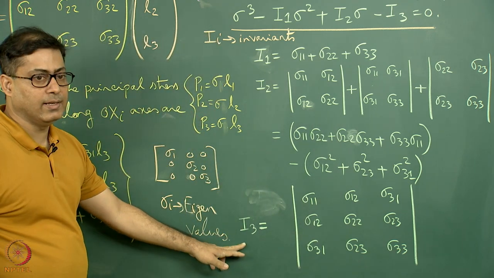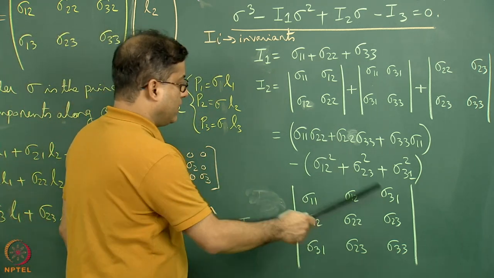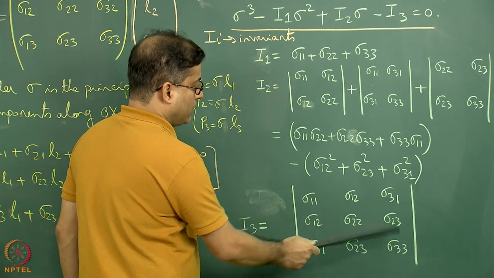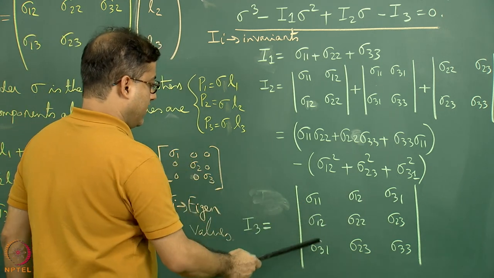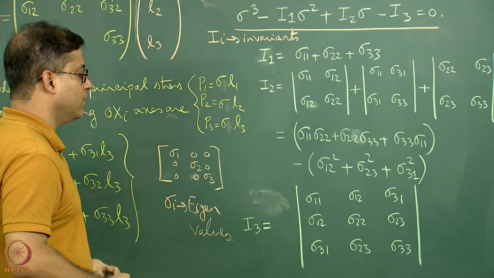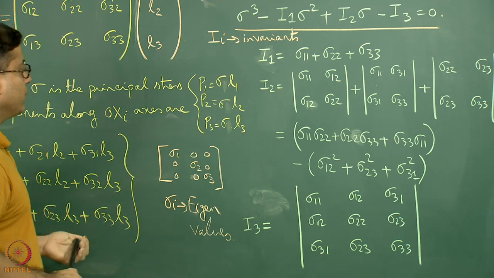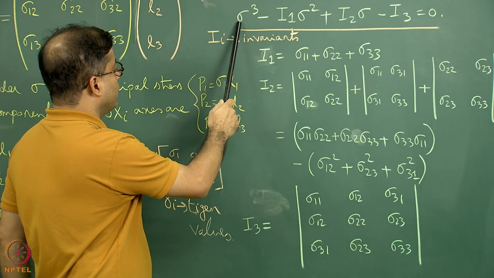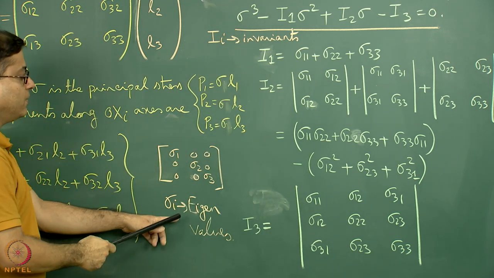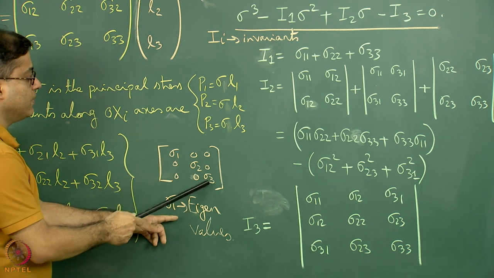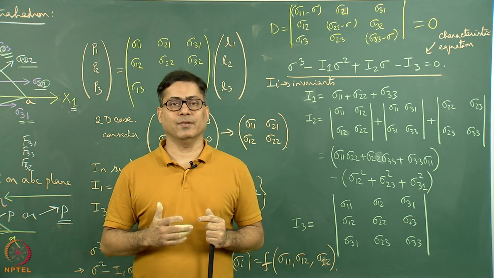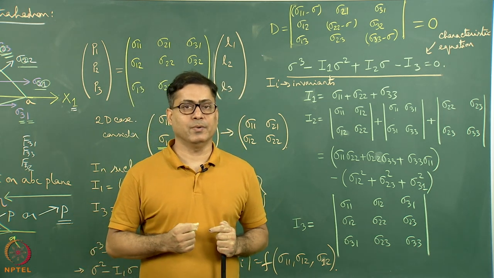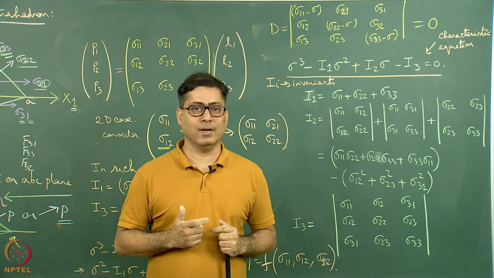I3 will be a very lengthy expression. It is given by a determinant sigma 11, 12, 31, 12, 22, 23, 31, 23, 33. Note that here is sigma 31 and sigma 31, so sigma 13 term is not there. Okay. So once this cubic equation is solved, the three values of sigma are obtained. We call them the eigenvalues, and we can write them in this way: sigma 1, sigma 2 and sigma 3. So, starting from the Cauchy stress tetrahedron, we found the magnitude of the principal stresses in three perpendicular directions.